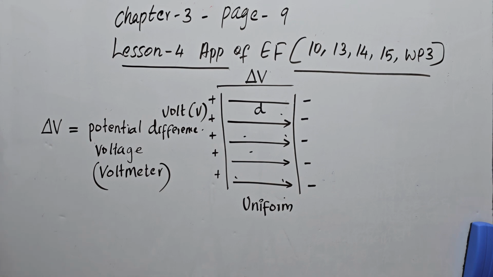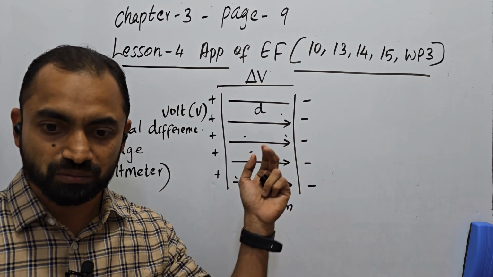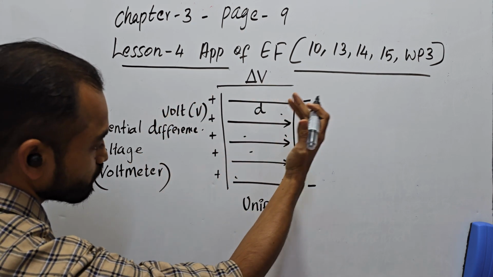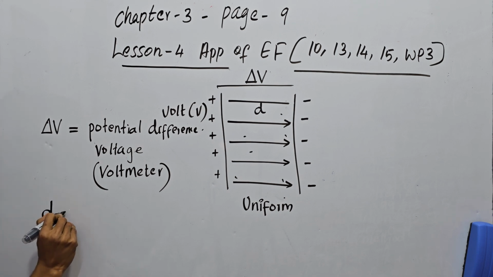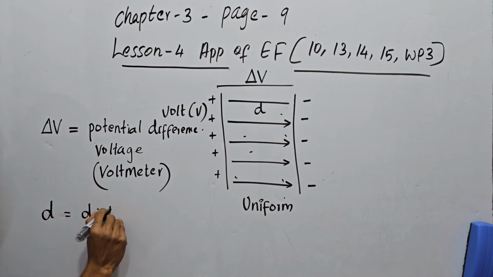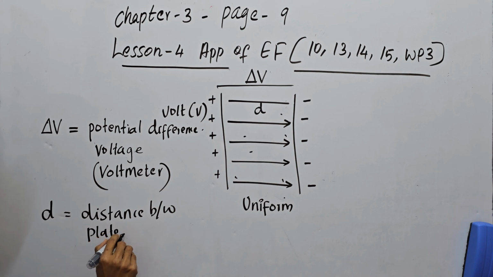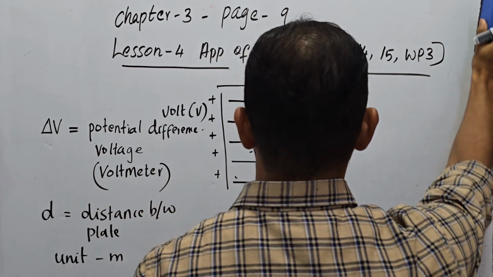Positive is always high potential, and negative is low potential. The meaning is not positive and negative, the meaning is high and low. When we say positive, it means high. When we say negative, it means low. Then what is D? Very good, Islam. Distance between plates. What is the unit of distance? Meter. Sometimes it will be given in centimeter. So what will you do? Dividing by 100.